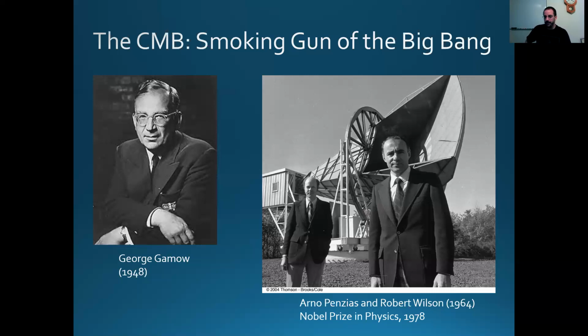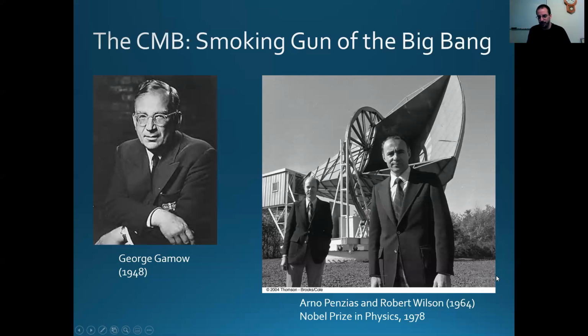They couldn't figure it out. Finally, they went down to the physics department at Princeton, figured maybe there's somebody there who would understand this. And Robert Dicke was there at the time and said, this is what Gamow predicted. This is the cosmic microwave background. And Penzias and Wilson were awarded the Nobel Prize in 1964.